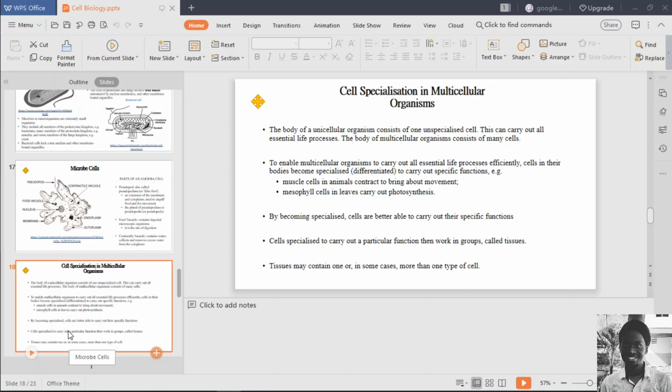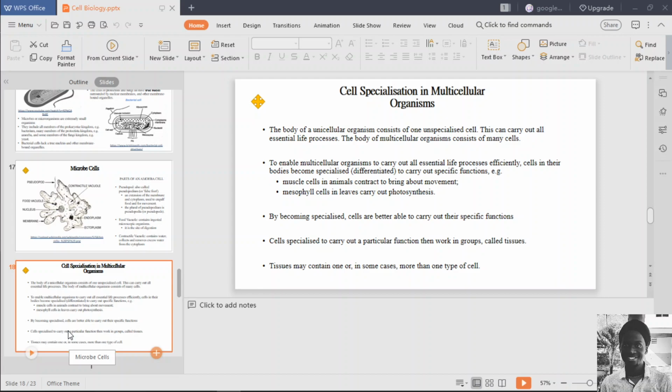Now, the body of multicellular organisms, however, consists of many cells, and to enable multicellular organisms to carry out all essential life processes efficiently, the many cells that they contain must be specialized, or differentiated, to carry out specific functions. For example, muscle cells in animals are specialized to contract in order to bring about movement. Mesophyll cells in leaves are specialized to carry out photosynthesis. So different cells are specialized to carry out different functions.